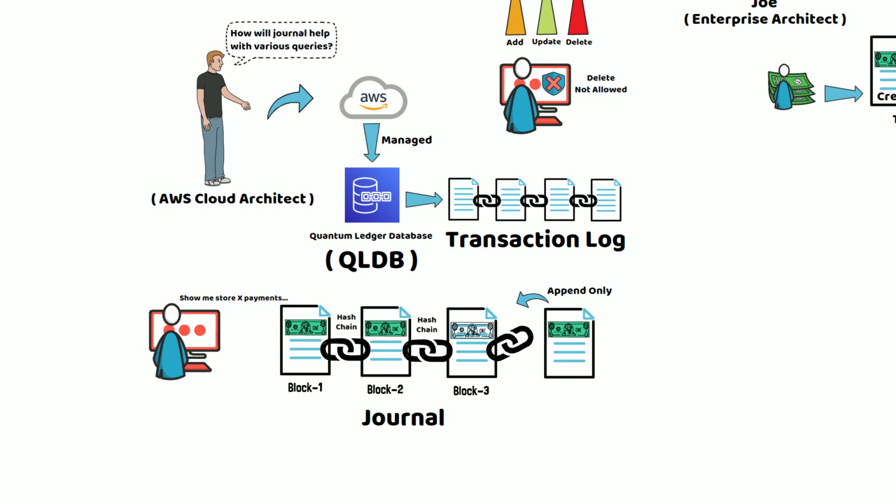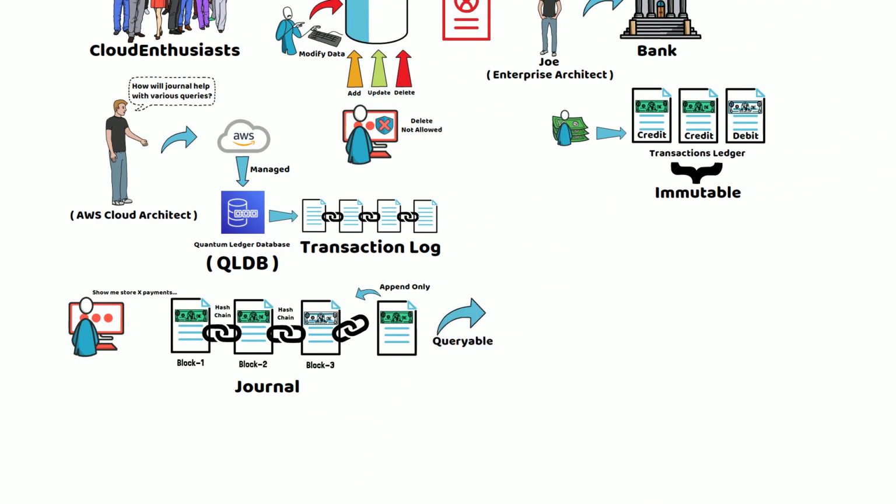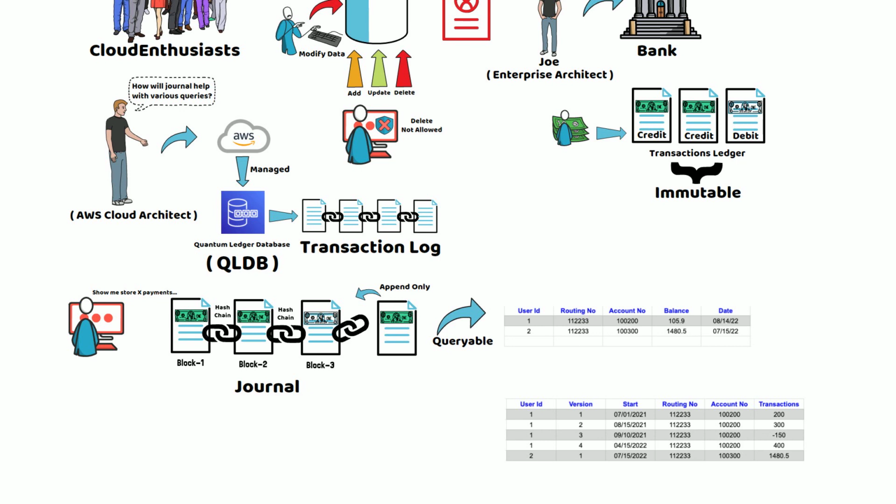His further research revealed that QLDB uses the journal to determine the current state of your ledger data by materializing it into queryable, user-defined tables. QLDB supports two tables. One is for storing the system's current state, whereas the other holds all the earlier data states that lead up to the current state.